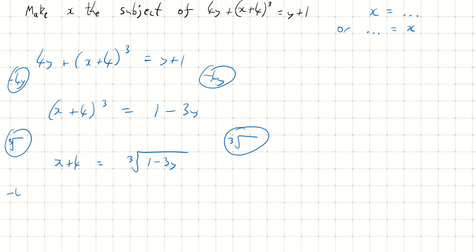Then finally, to get rid of the plus 4, we subtract 4 from both sides, and we get x equals the cube root of 1 minus 3y minus 4. That's our final answer. X is the subject. Okay, we'll do one final, more difficult example now.